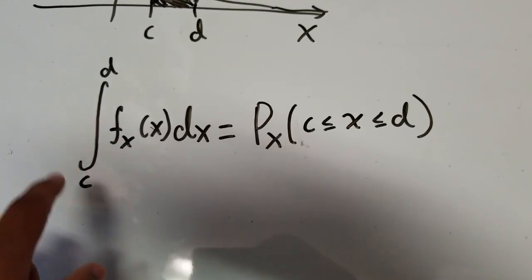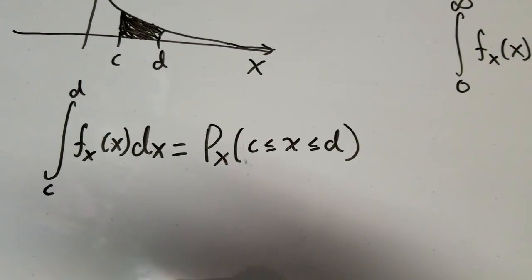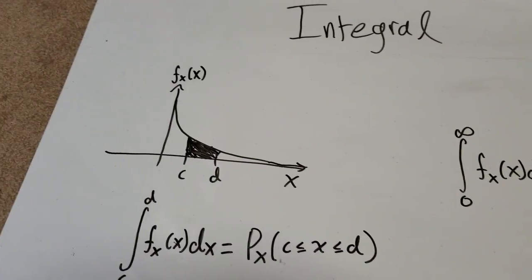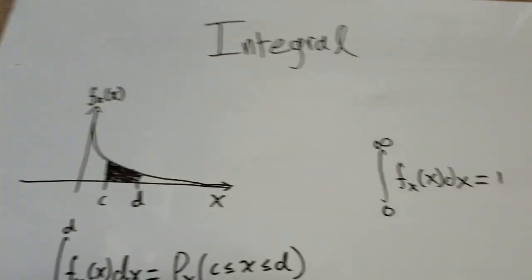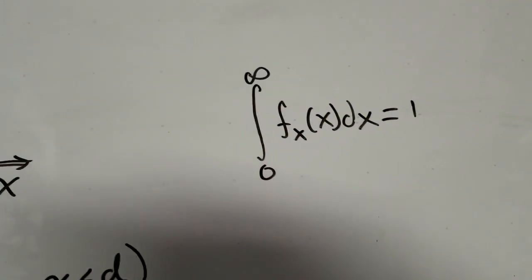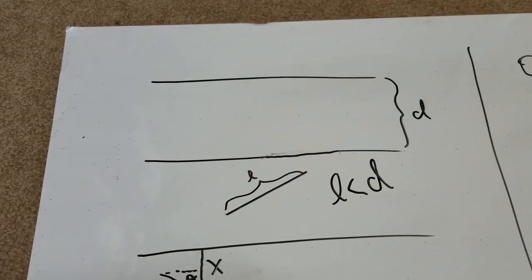Integrate f of x between C and D, and it results in the probability that x is in that interval. And with this exponential PDF, x exists between 0 and infinity, so if you integrate between 0 and infinity, it should equal 1. Now for the derivation.